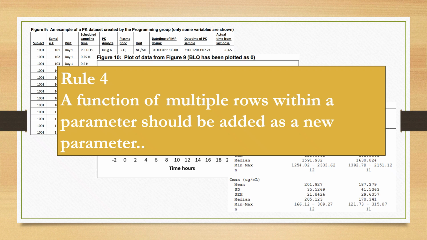So if we see rule number 4, rule number 4 says that a function of multiple rows within a parameter should be added as a new parameter. The point to note here is that we have considered the multiple rows for the parameter which was the plasma concentration captured in your PK dataset, and using those multiple rows you have created a new parameter, and as per rule 4 this parameter should be created as a new record.